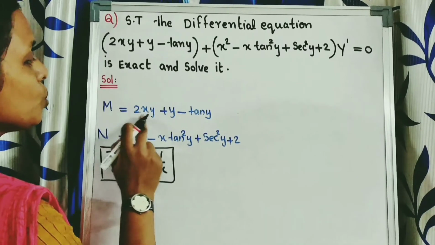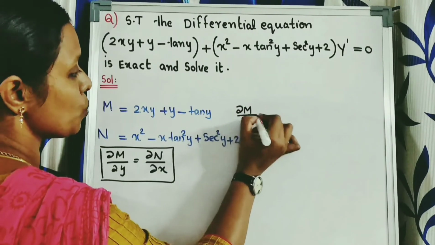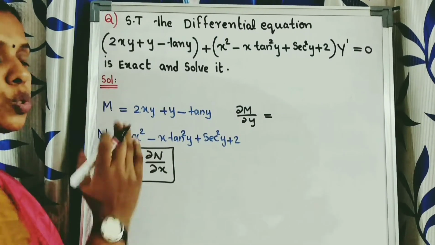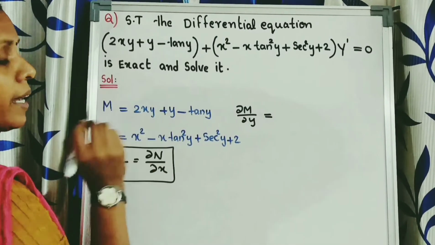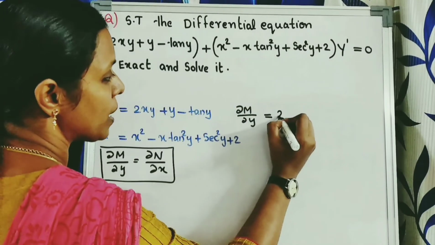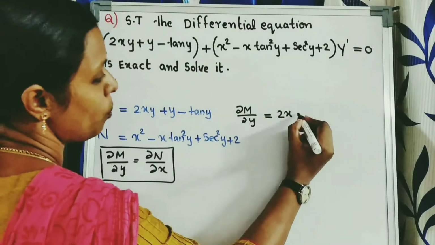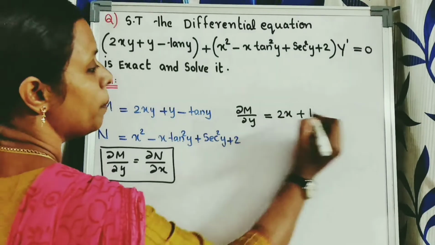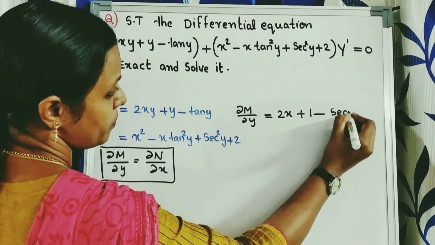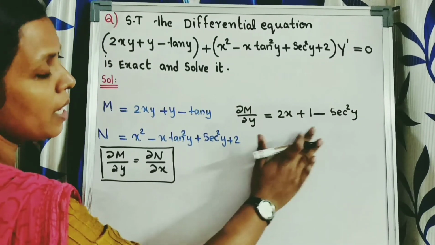Here M is equal to 2xy plus y minus tan y. Then dou M by dou y: the first term is 2xy, where 2x can be taken as a constant and the derivative of y is 1, so we get 2x into 1, that is 2x. Then the derivative of y is 1. Minus the derivative of tan y, which is sec square y. Now we get dou M by dou y is equal to 2x plus 1 minus sec square y.